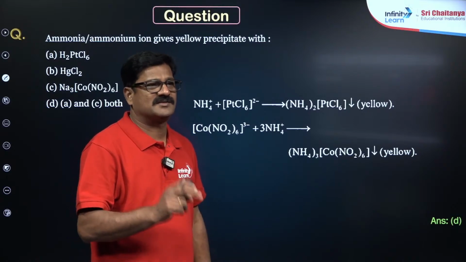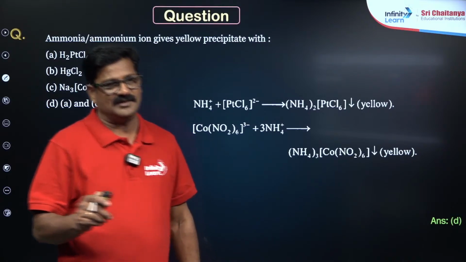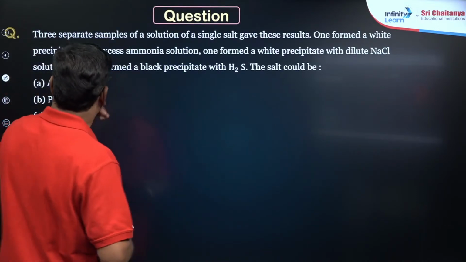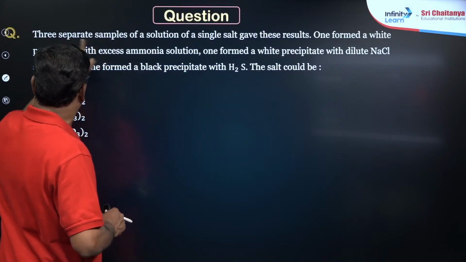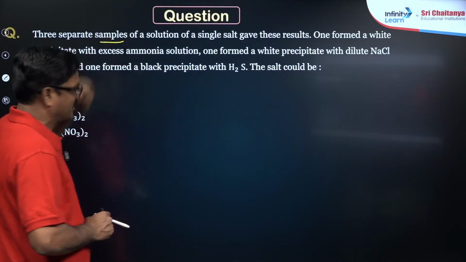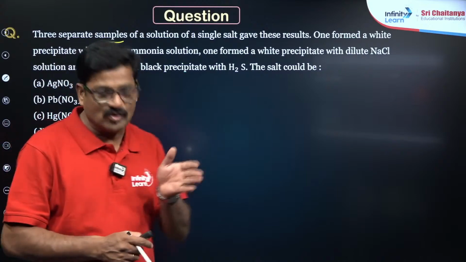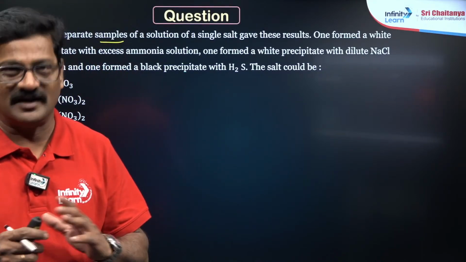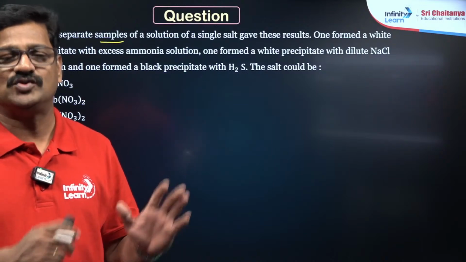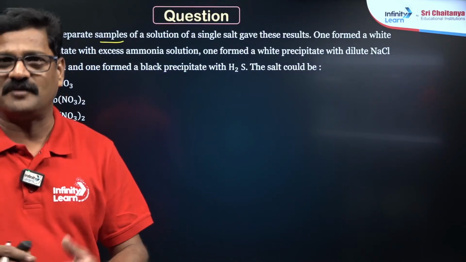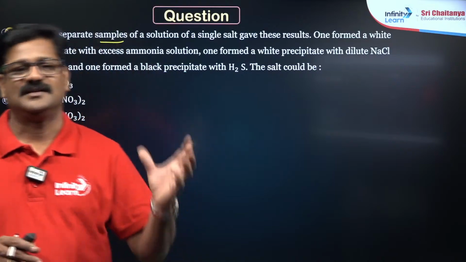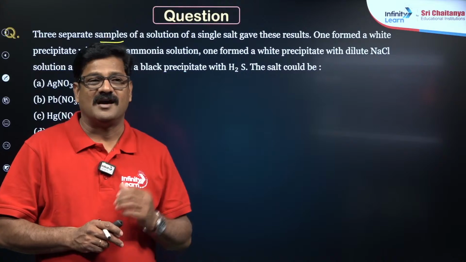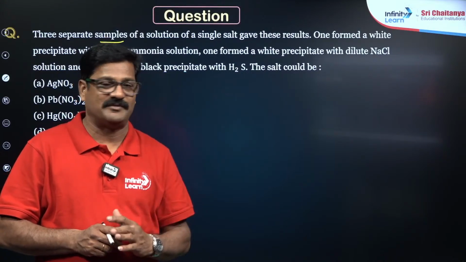So every reaction is important. Any doubt? And also one more question: there are 3 separate samples, and whenever samples are analyzed, it is taken into the analytical work. So you have to take the data. Based on the data, which reaction is happening and which precipitate is coming, you have to analyze yourself, beta.